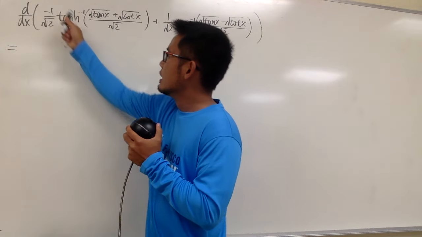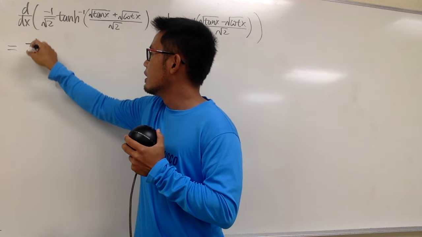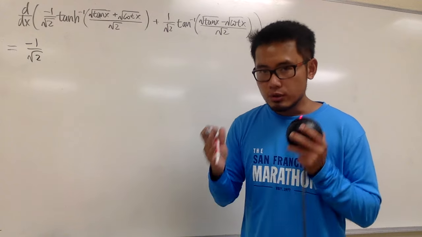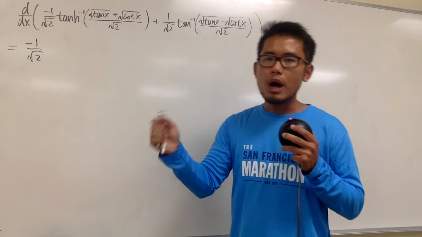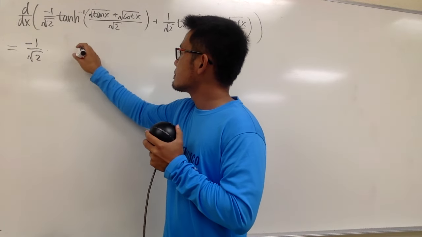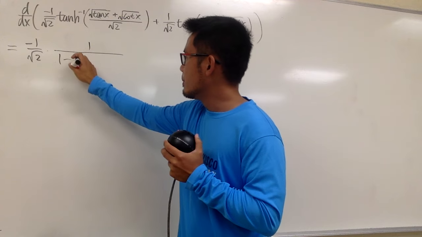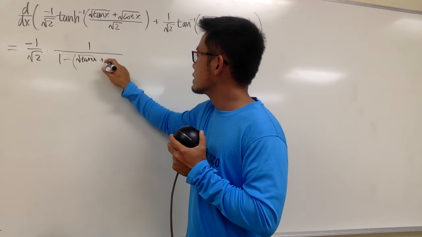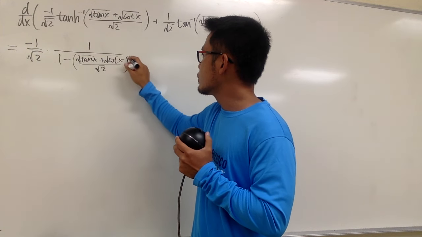So we are going to start off with this term. This is the first constant multiple, negative 1 over square root of 2. So let's just write it down, negative 1 over square root of 2. And then we'll differentiate this. First, you have to remember the derivative of the inverse hyperbolic tangent is 1 over 1 minus something inside, squared. So we will multiply 1 over 1 minus the inside, which is this. I will open parentheses, put this inside, square root of tangent x plus square root of cotangent x over square root of 2, and then we square that.